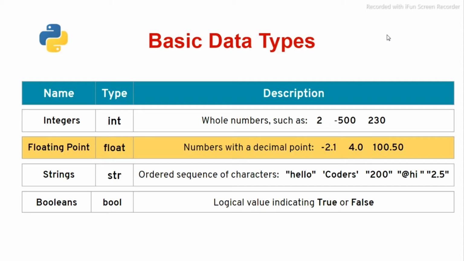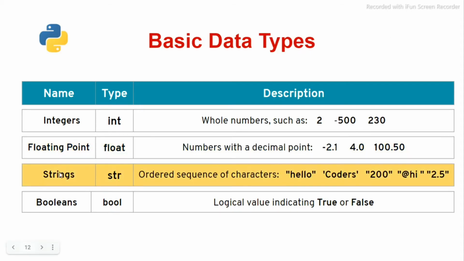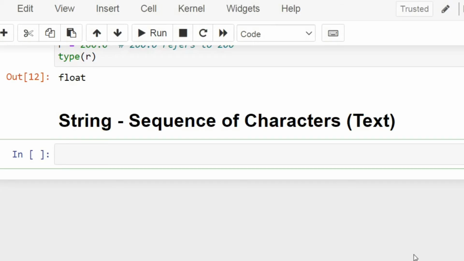Okay, then after floating point numbers we have strings. Strings are an ordered sequence of characters or a textual word. Strings can be in the form of a word, a number, a sentence, and they can also use symbols. Strings are denoted by double quotes or single quotes. Here you can see some examples of string types. Let me show you some more examples in Jupyter Notebook.